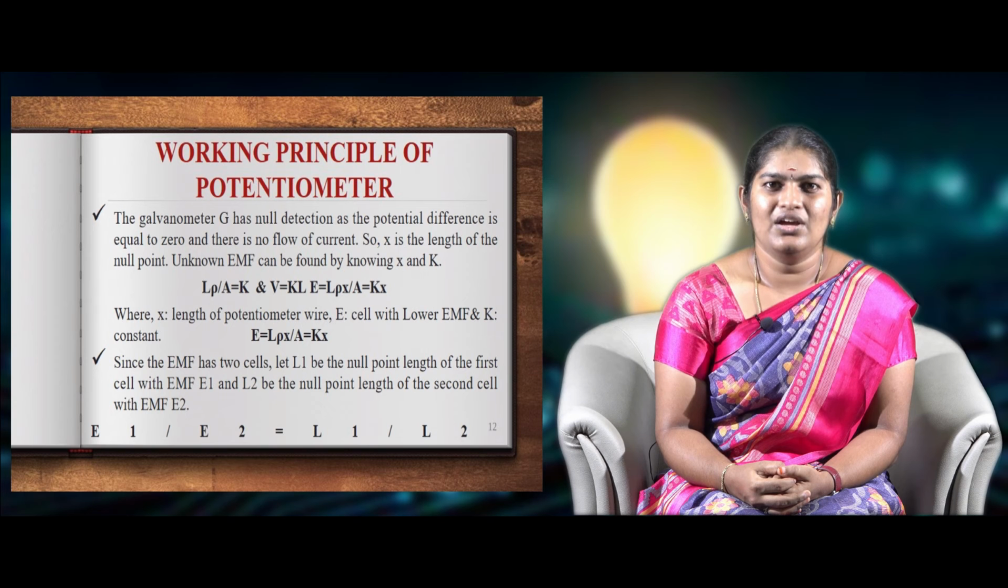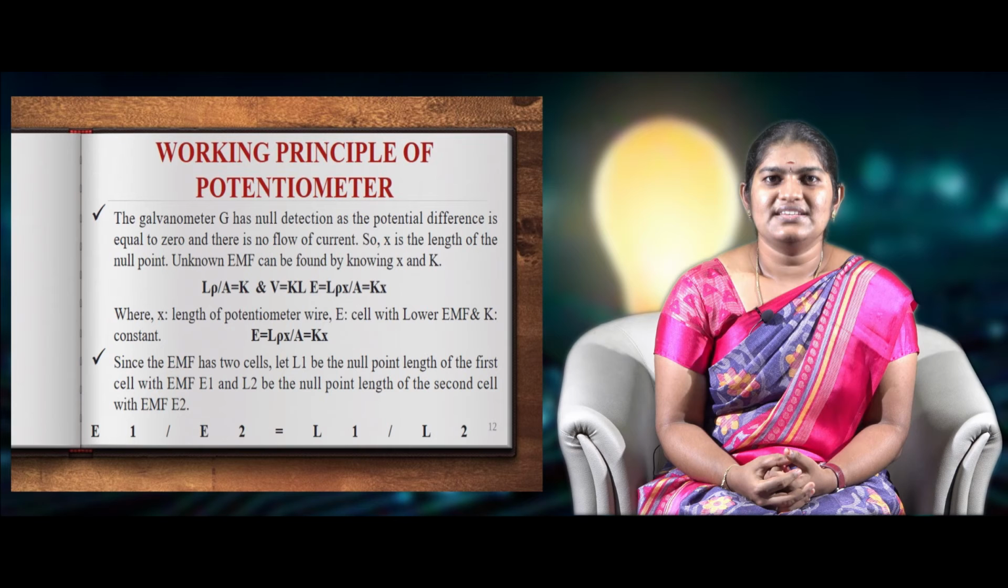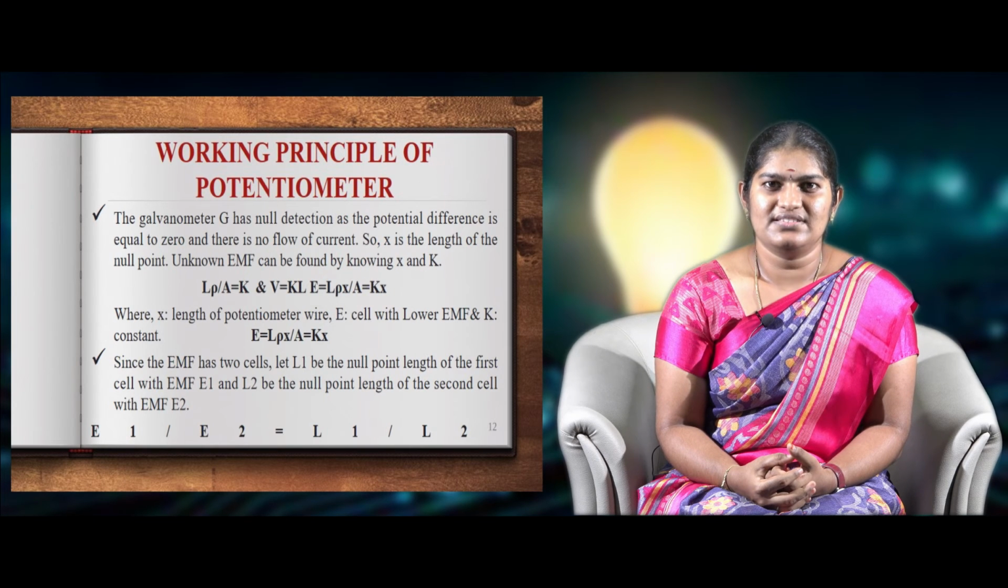The equation can be written: rho L by A is equal to K, so V is equal to KL. E is equal to rho I X divided by A, which is equal to KX, where X is the length of the potentiometer wire, E is the EMF of the cell, and K is a constant. Since we have 2 cells, let L1 be the null point length of the first cell with EMF E1 and let L2 be the null point length of the second cell with EMF E2. The final equation can be written as E1 divided by E2 is equal to L1 divided by L2.